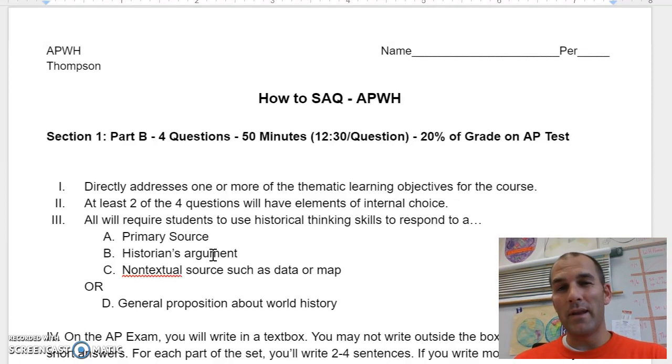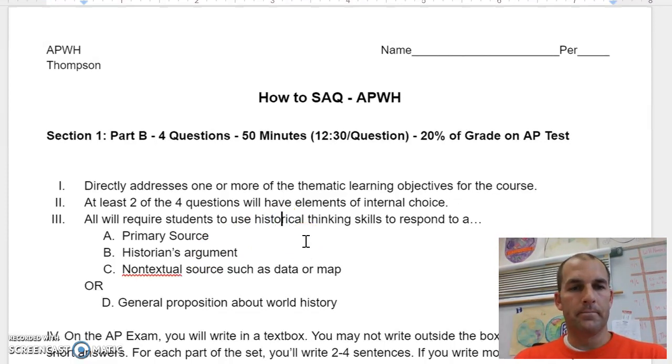Part B will be 4 questions. You will have 50 minutes to complete these, so you're looking at 12 minutes and 30 seconds per question, and they are short answer questions, so you're not really fully developing or supporting a thesis or even coming up with a thesis. You are addressing the prompt and getting out of there. This will account for 20% of the grade on the AP test, so we want to do a nice job with this. So I'll take you through some steps and look at some sample prompts, how they're going to look.